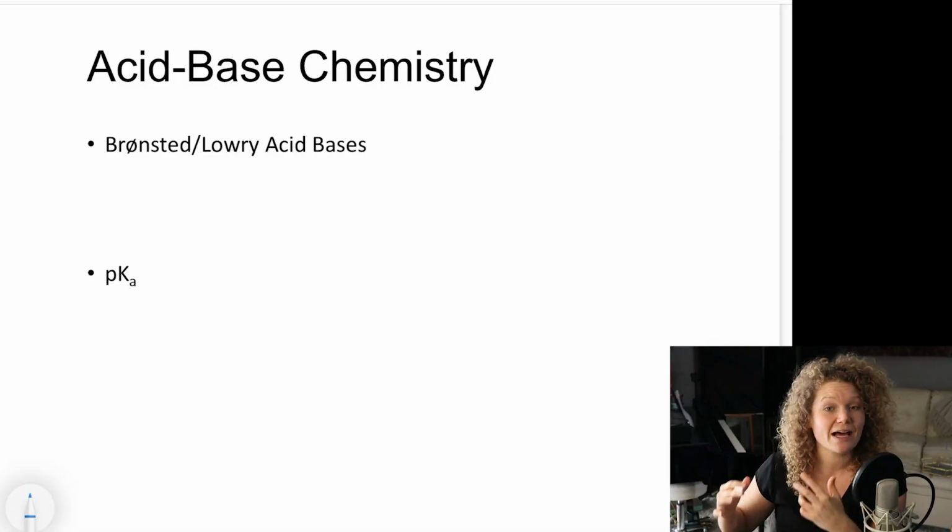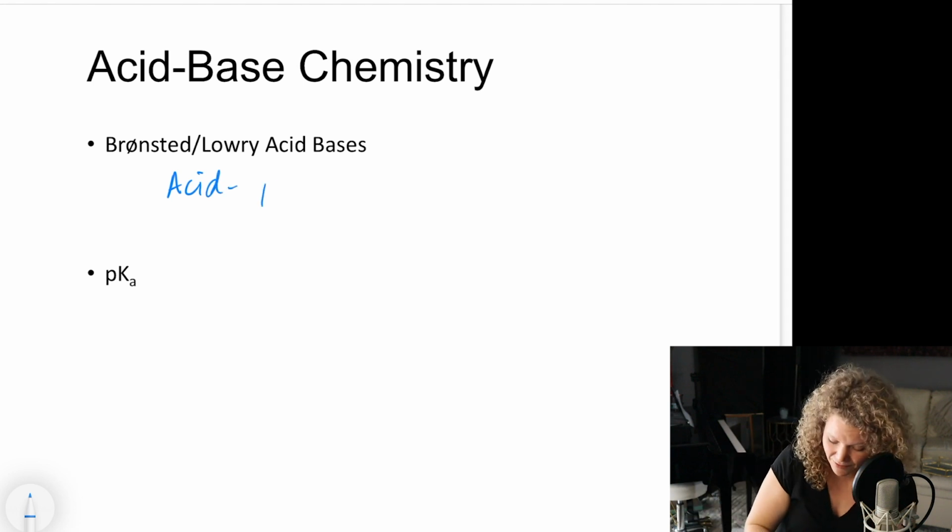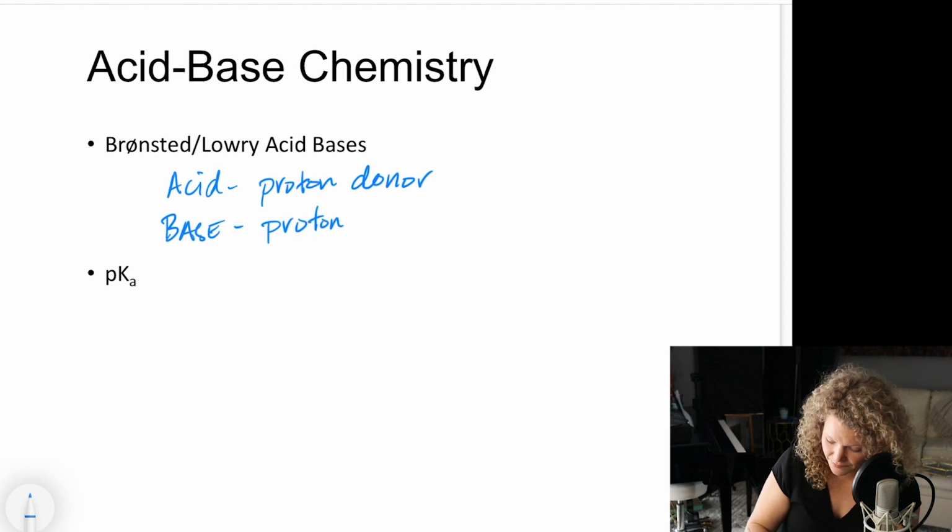In today's video, we are going over acid-base chemistry. We're going to first talk about Bronsted-Lowry acids and bases. Now, a Bronsted-Lowry acid is one that can be a proton donor, so it can give a proton. And a Bronsted-Lowry base is one that can accept protons, so it's a proton acceptor.